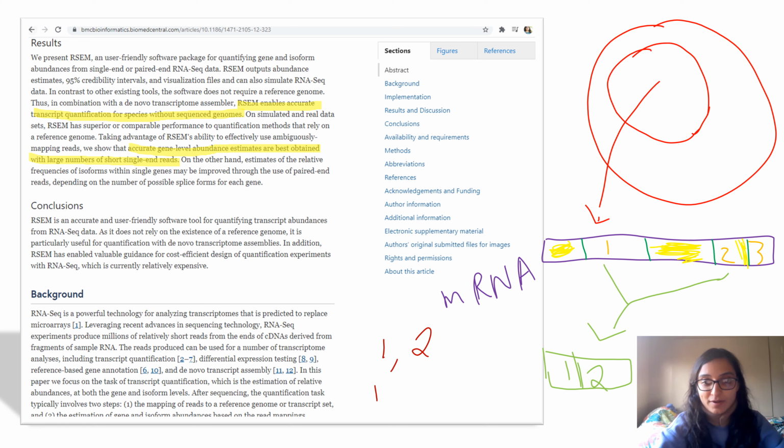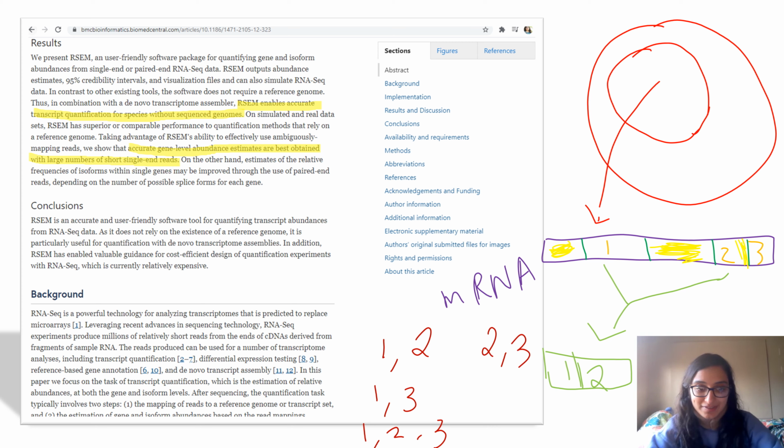We could have 1, 3. Maybe we would have 1, 2, 3. We could also have 2, 3. Maybe we would just have them individually as well. So there are multiple different splice sites that are possible. 1 and 2 can come together, or maybe 1 and 3 can come together, or maybe it's 1, 2, 3, we take all of them together, and this is another intron that gets spliced out. So that is the number of different splice forms that are possible.